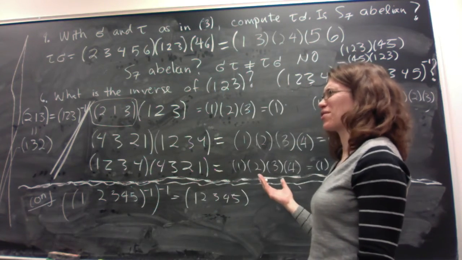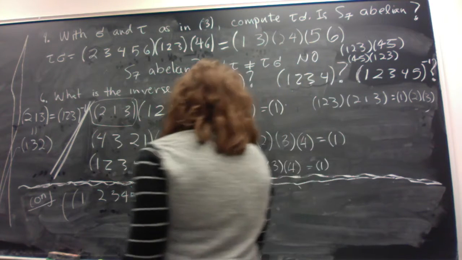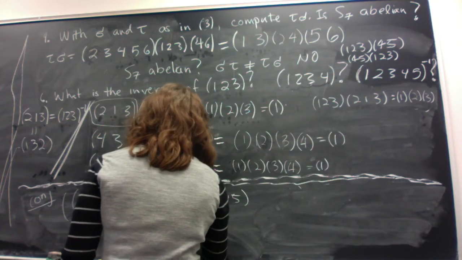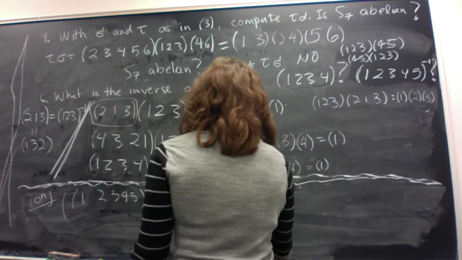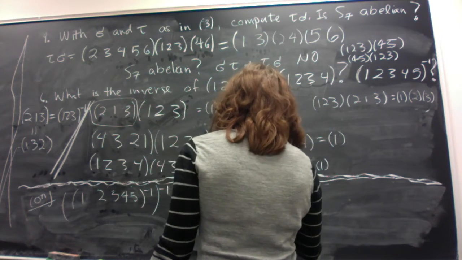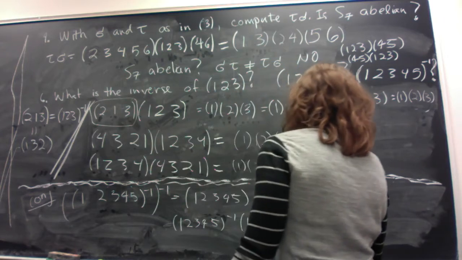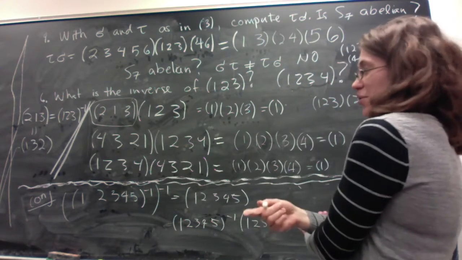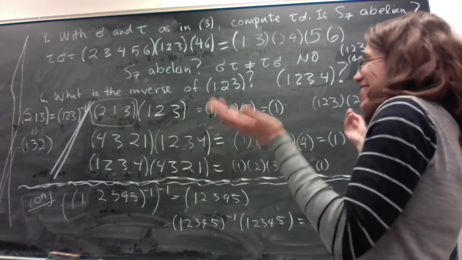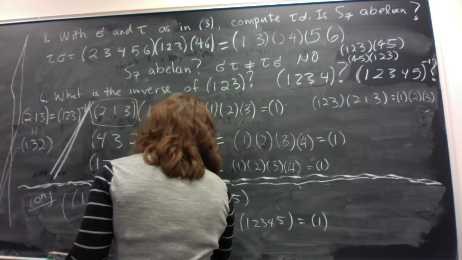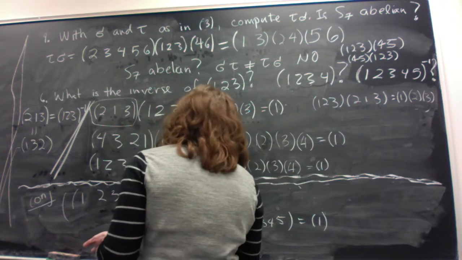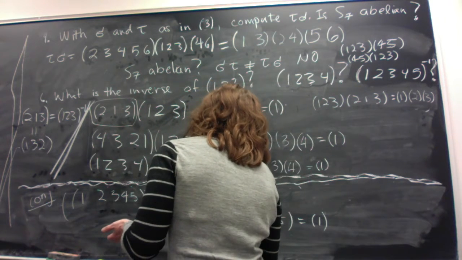Oh, well, I know how this is going to turn out. 1, 2, 3, 4, 5 inverse times 1, 2, 3, 4, 5 must be the identity. That's the definition of inverse. And the other way also holds, because that's the definition of inverse. You're right. We could have just proved this for groups.